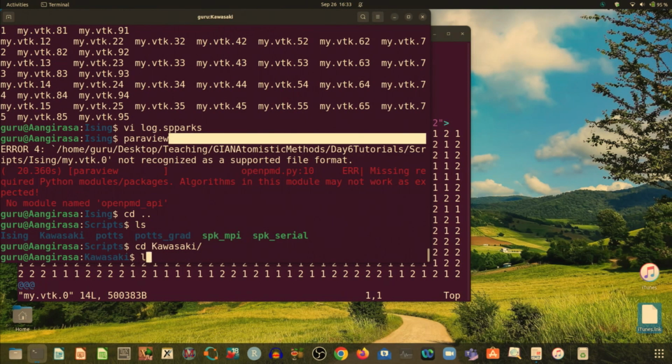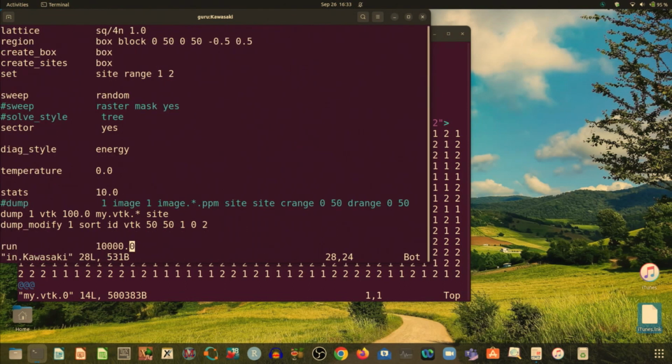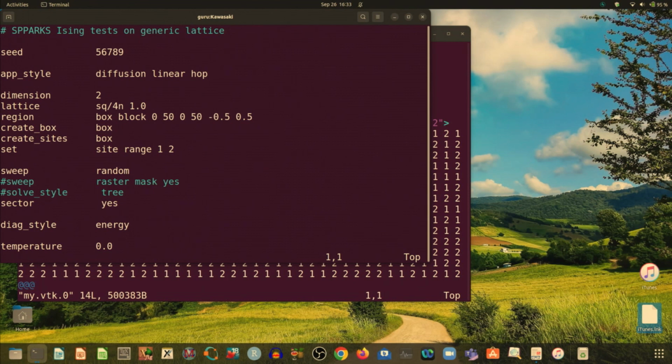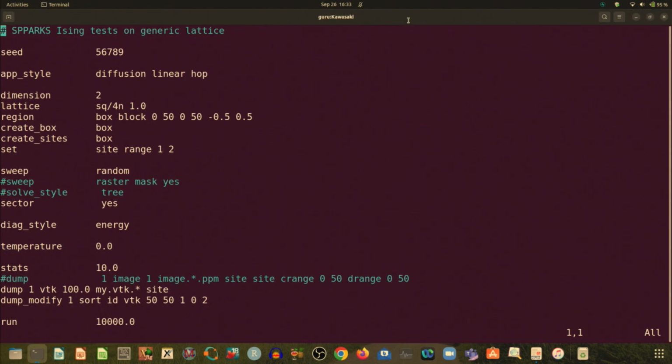Let me show you Kawasaki. This is going to be interesting. I am not going to remove the VTK files because it takes a while to run this case. So, I will just show you the code.